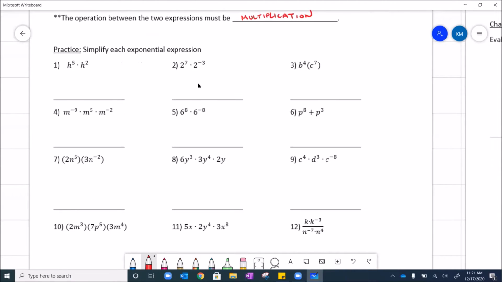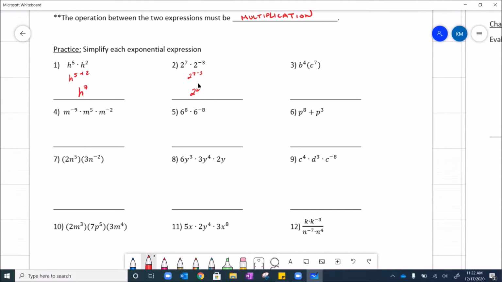All right, so let's go through some examples. Very simple shortcut, I guess. So we have h to the 5th times h to the 2nd. Since these are both h's, I can say h to the 5 plus 2. This is h to the 7th power. For number 2, I know I have a negative exponent, but I have 2 to the 7th plus negative 3 or minus 3. And so that gives me 2 to the 4th.